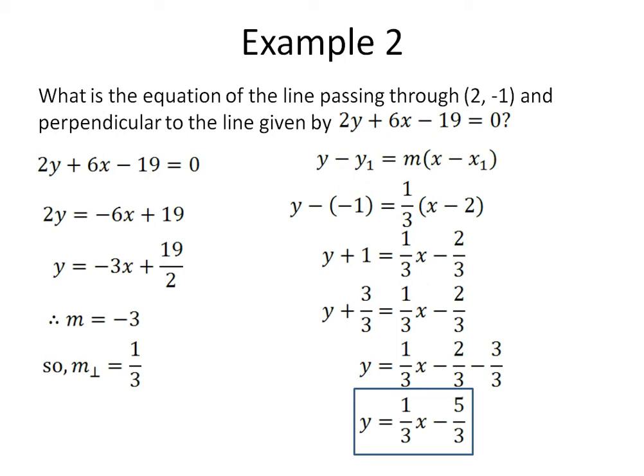Okay, so this line right here is perpendicular to the original line, which is this point slope form over here. If we multiply the negative 3 times positive 1/3, we will get negative 1 for our answer. So we know they're perpendicular.